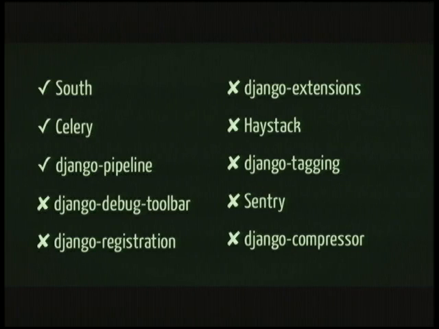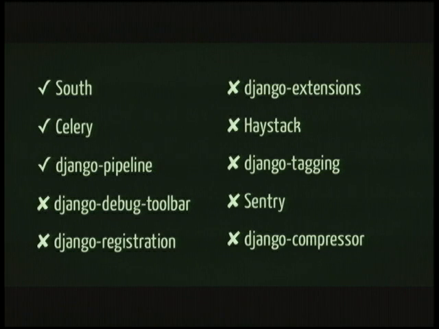South, as of maybe just a month or so ago, finally has Python 3 support, but it's in trunk. There's no official release yet. You have to install the development release. Celery has worked for quite a while, but a lot of other stuff doesn't work. There's no debug toolbar, there's no Django registration, there's no Haystack, there's no TastyPie, there's no Sentry, or rather Raven collector. Django compressor is actually the most popular asset pipeline, I think, for Django, and it hasn't been ported yet.